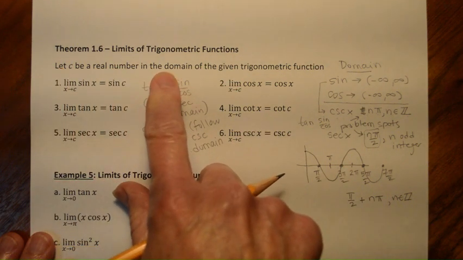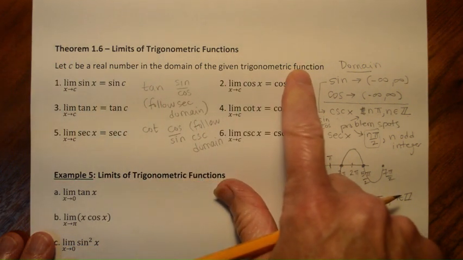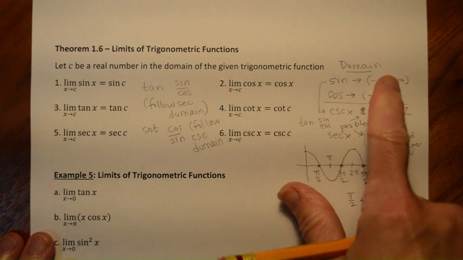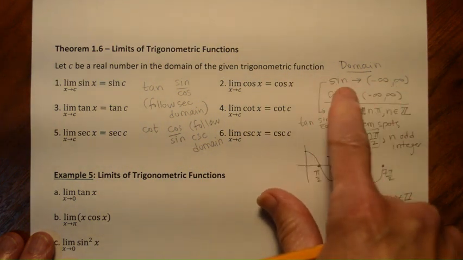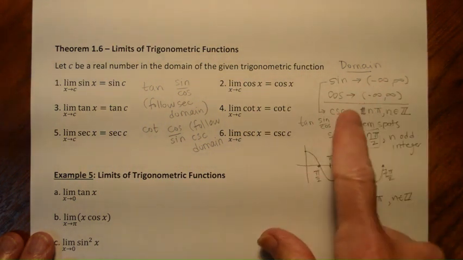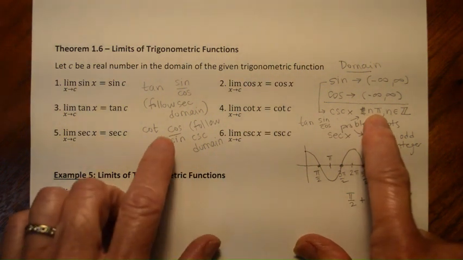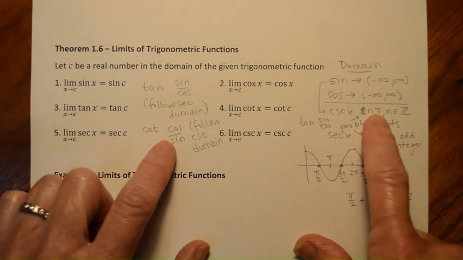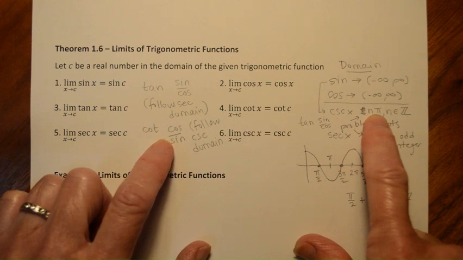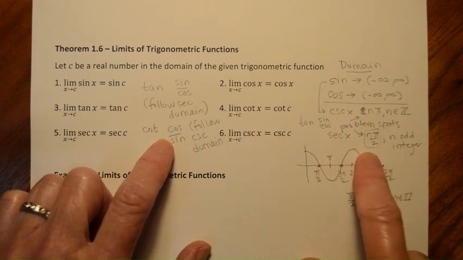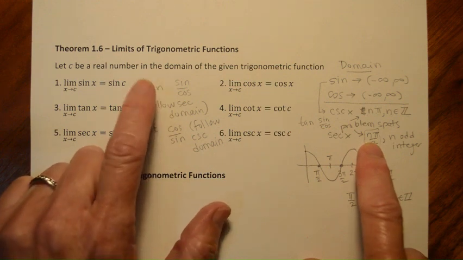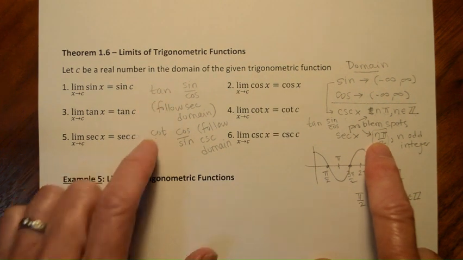Let C be a real number in the domain of the given trig function. All right, so what we're doing here is we're listing all the problem spots. This has none, the domain is all real numbers. This has problem spots at integer multiples of pi. Same with this, cotangent has problems with integer multiples of pi. And then this has problems at n pi over 2, where n is an odd integer, and tangent is going to be in the same boat.